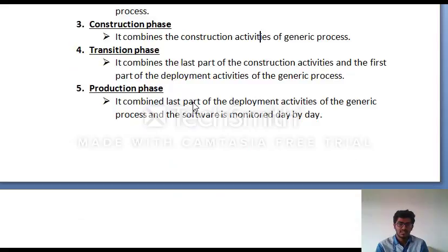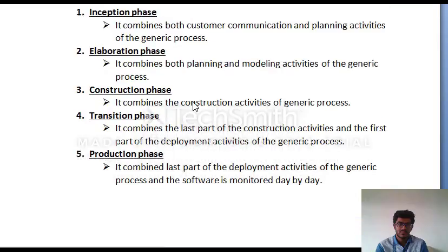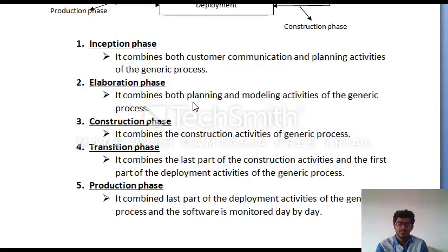The first phase, inception phase. It combines both customer communication and planning activities of the generic process. The second phase, elaboration phase. It combines both planning and modeling activities of the generic process. The third phase, construction phase. It combines the construction activities of the generic process.